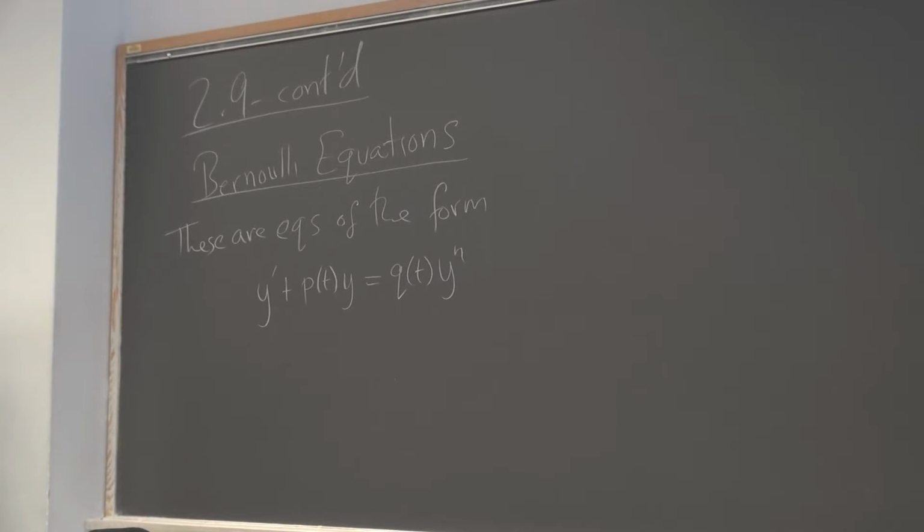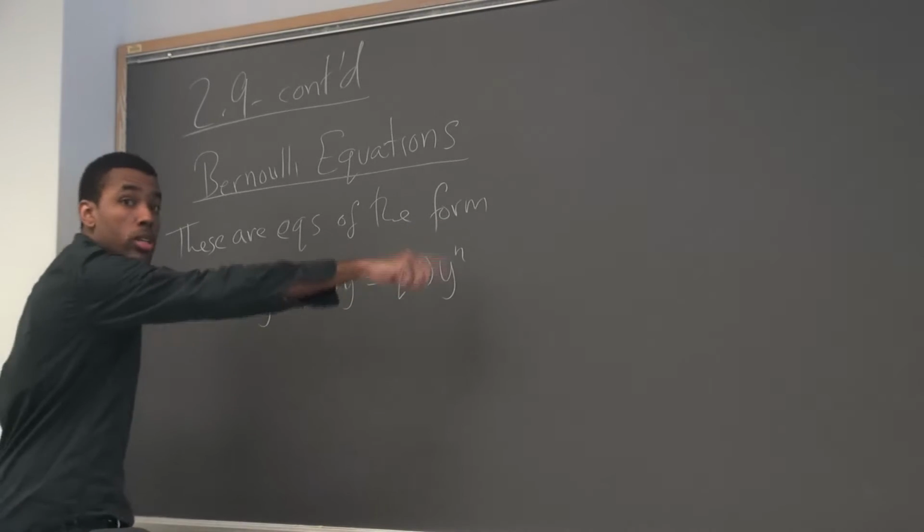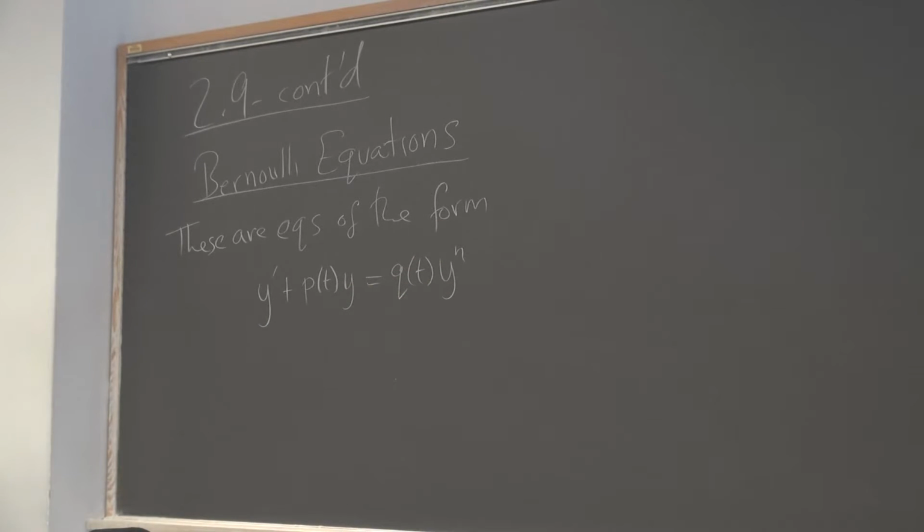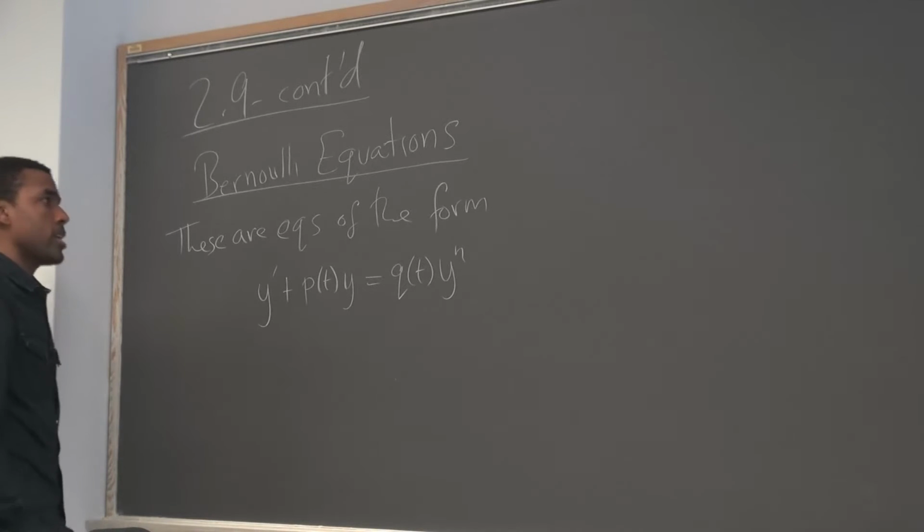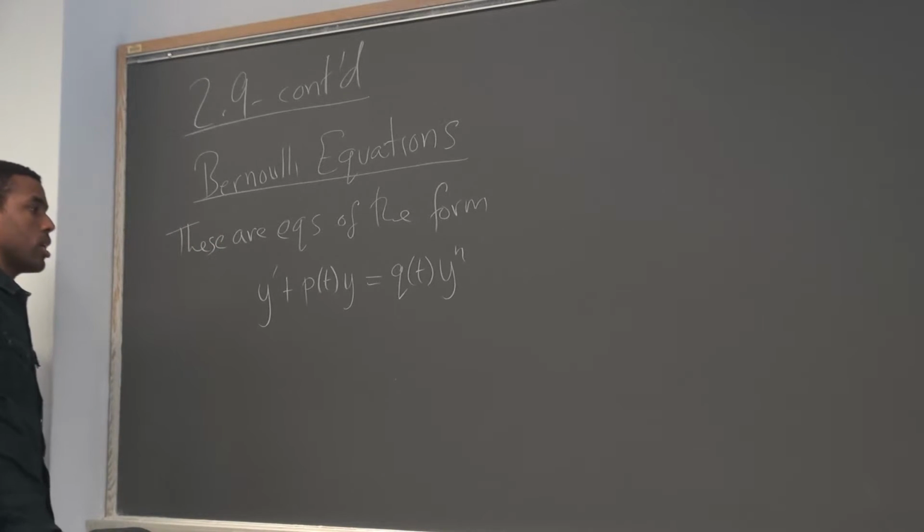As you may recall, in the last homework problem in 2.9, after we did that substitution, we ended up with something like this. There was a v squared on this side, right? It was a Bernoulli equation. I expected to have told you this before that homework, but we never got around to it.